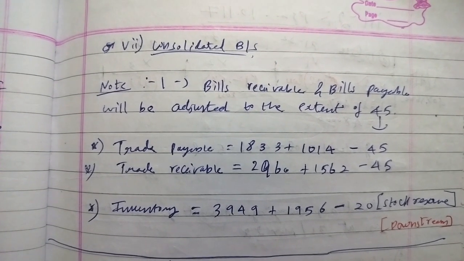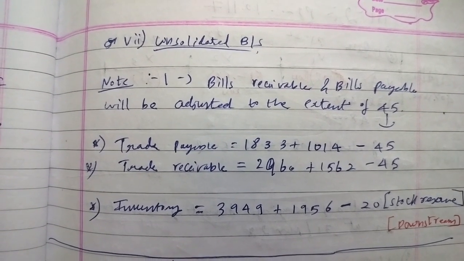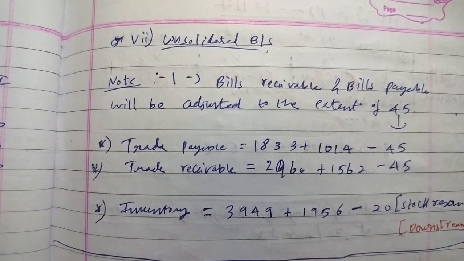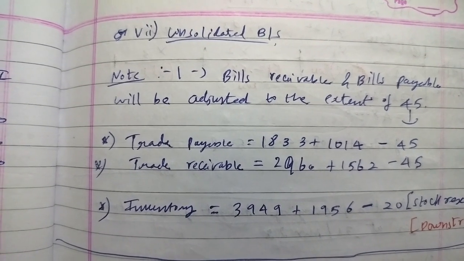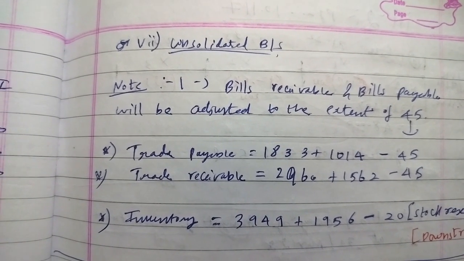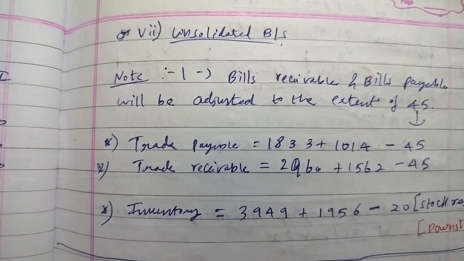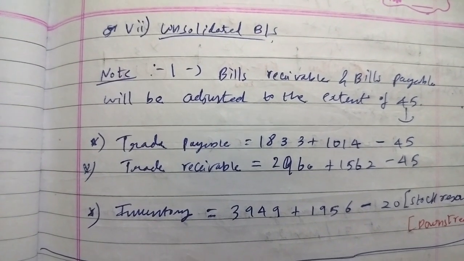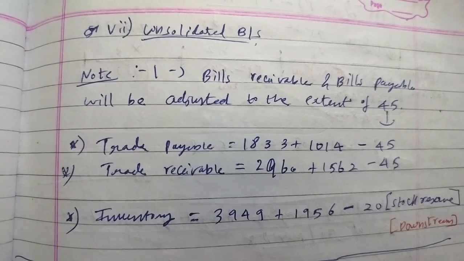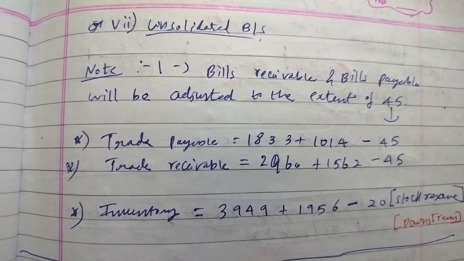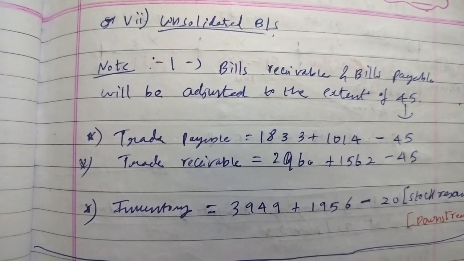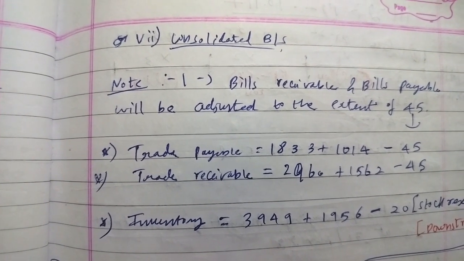Now we will do the balance sheet. I think the balance sheet is easy. I will say what adjustments will change. Here you can see in the consolidated balance sheet, bills receivable and bills payable will be adjusted to the extent of 45 because intercompany transaction is there. So trade payable: holding company trade payable plus subsidiary company trade payable minus 45. In trade receivable also minus 45. In inventory there is a downstream transaction. So we need to reduce 20 rupees because 20 rupees is stock reserve. So add holding plus subsidiary and minus stock reserve 20 rupees, and that's it. These adjustments are in the balance sheet.